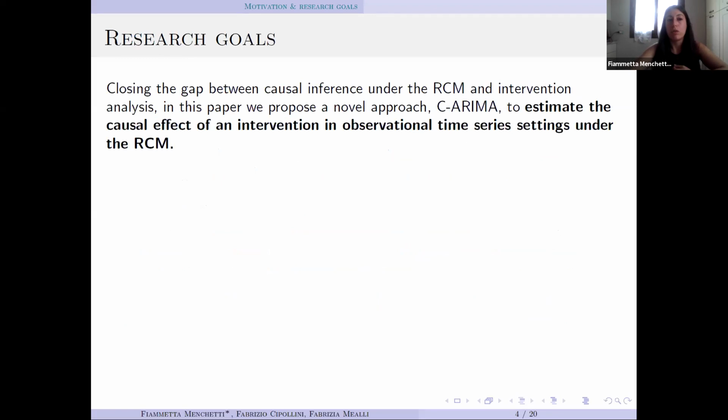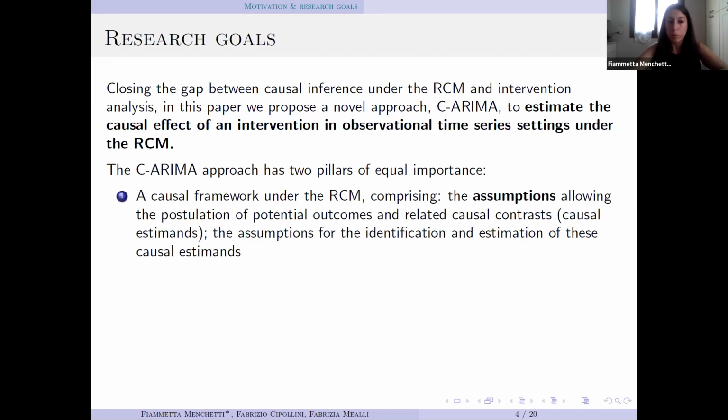So we wanted to close the gap between causal inference under Rubin and intervention analysis. That's why we proposed this approach, C-ARIMA, to estimate the effect of an intervention in observational time series settings under the Rubin Causal Model. The C-ARIMA approach has two pillars. On the one hand, a causal framework under the Rubin Causal Model comprising the whole set of assumptions allowing the postulation of potential outcomes and the related causal contrasts, and also the identification and estimation of these causal contrasts.